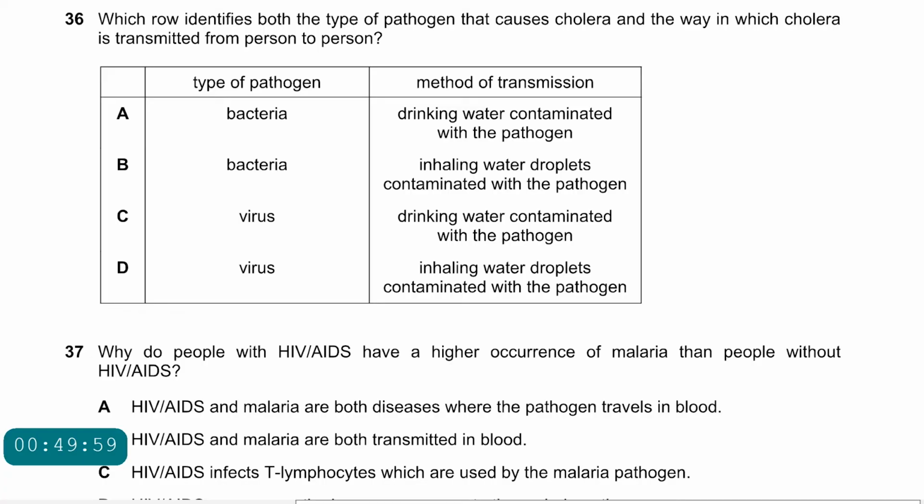36. Which row identifies both the type of pathogen that causes cholera and the way in which cholera is transmitted from person to person? First of all, the pathogen that causes cholera is Vibrio cholerae, and it's transmitted by the faecal-oral route or contaminated water. First of all, the type of pathogen is definitely a bacterium. The method of transmission is drinking water contaminated with the pathogen. That's totally correct. Therefore, the answer is A.